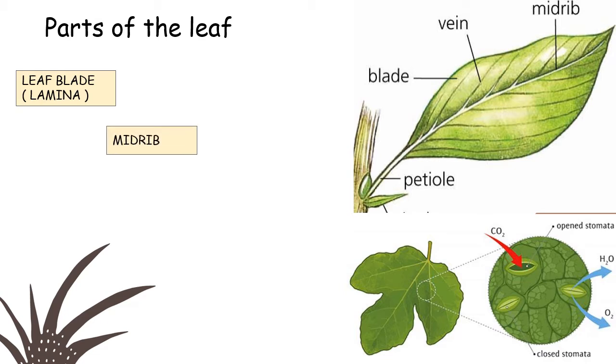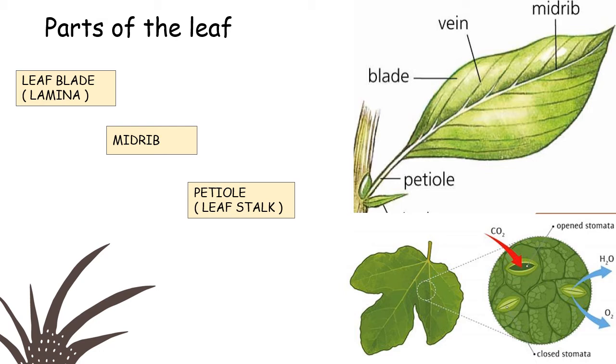Midrib. A tube-like structure that runs down the center of the leaf is called a midvein or a midrib. It is the main vein of the leaf. Both the midrib and the side veins help in the transportation of water, minerals and prepared food through them.